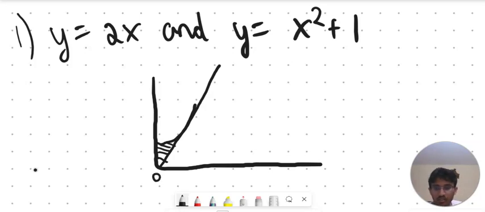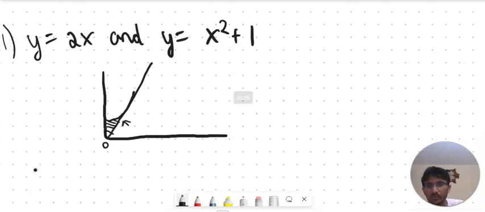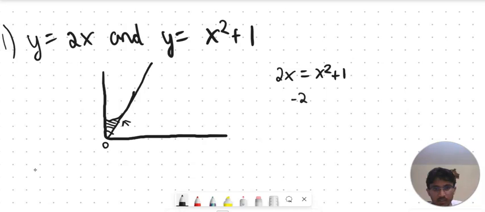So we're going to start from 0, but we have to find that point. How are we going to find it? We set both the y equals functions equal. So we have 2x equals x squared plus 1, subtract 2x from both sides. That's going to give us negative 2x plus x squared plus 1 equals 0.